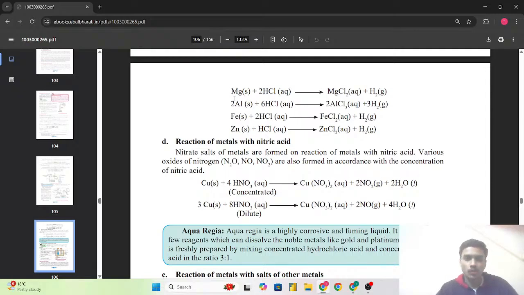एल्यूमिनियम की रिएक्शन हम हाइड्रोक्लोरिक एसिड के साथ करते हैं, सो AlCl3 प्लस हाइड्रोजन गैस is liberated. Fe की रिएक्शन HCl के साथ FeCl2 is formed, हाइड्रोजन गैस is liberated. जिंक की रिएक्शन HCl के साथ जिंक क्लोराइड, हाइड्रोजन गैस is liberated.